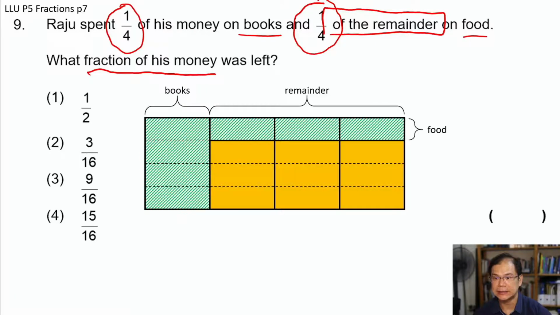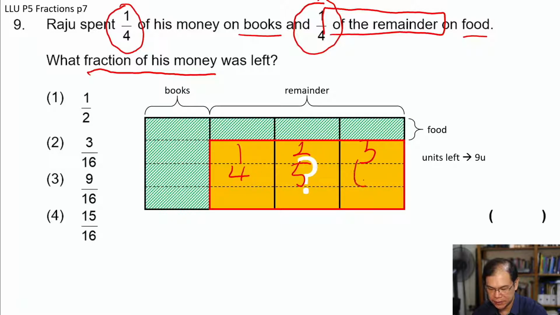So the green parts are the parts of the money that Raju spent. The question is asking what fraction of the money was left, which means the orange parts. So 9 units are not spent, units left is 9. 1, 2, 3, 4, 5, 6, 7, 8, 9. My handwriting is terrible, but never mind.